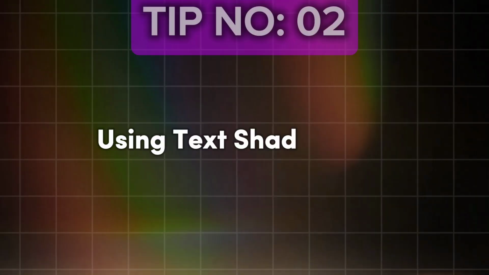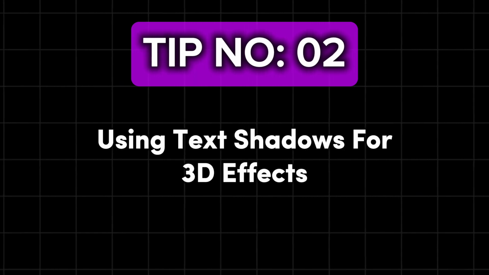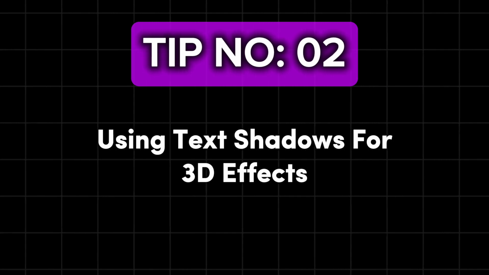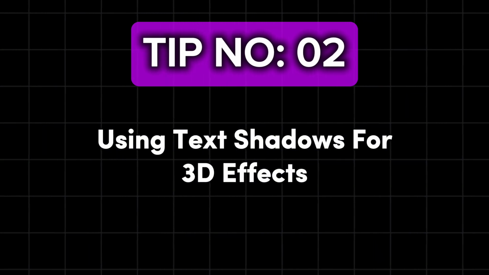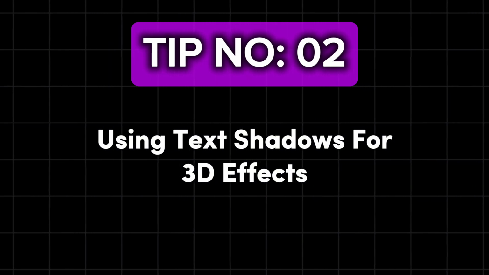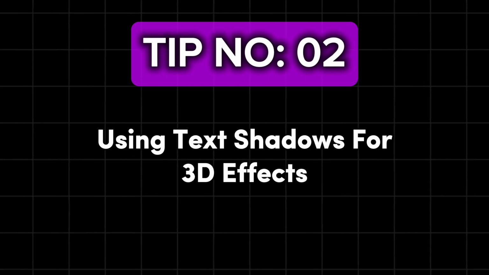Step number 2. Using text shadows for 3D text effects. This property in CSS can be used not just for adding shadows but also for creating cool 3D text effects. This is a simple yet effective way to make your text stand out on a web page without using any images or complex graphics.